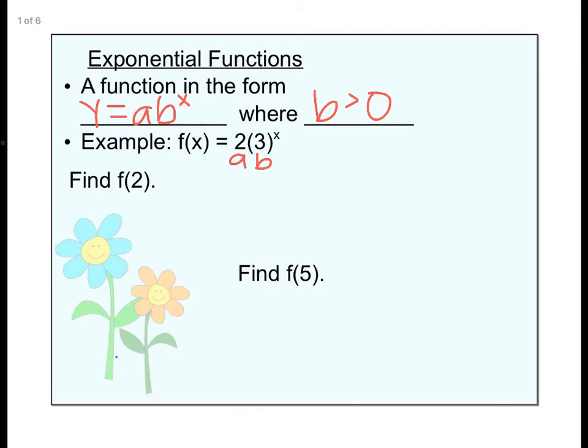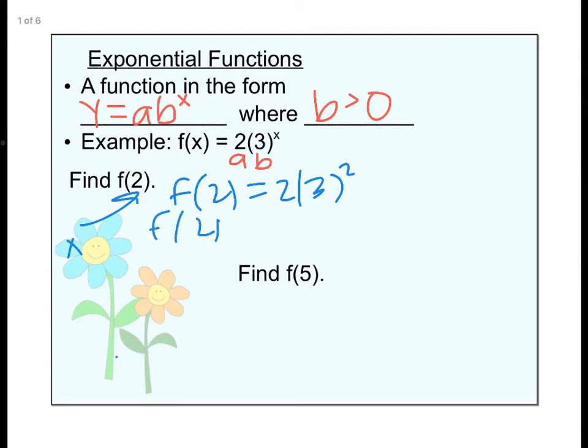The first thing we have to know how to do is how to evaluate exponential functions. What that means is they're going to give us a value or a number for x, and we're going to plug that in and then simplify. So in this example, they are saying to plug in 2 for x, so we'll go ahead and do that. We'd have f of 2 is equal to 2 times 3 to the power of 2.